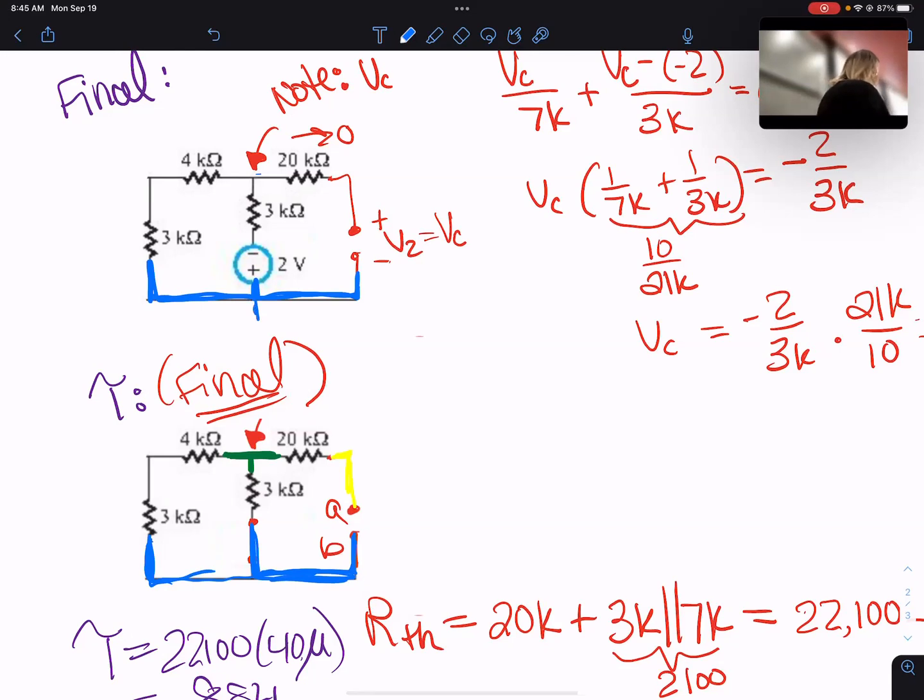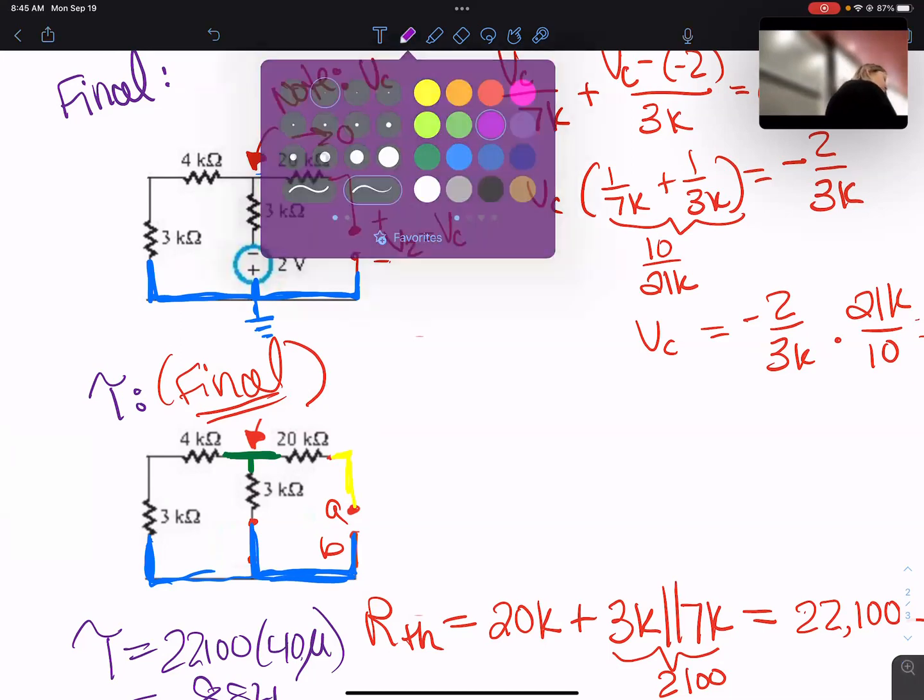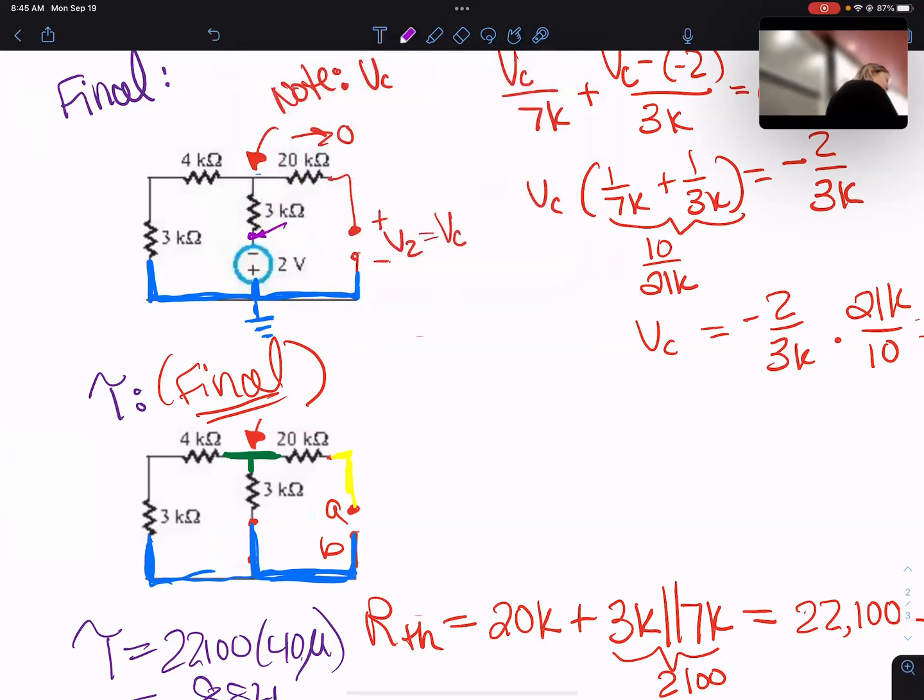So if I put my ground here and I measure at this spot, that's going to be -2 volts, right? Because it's between the battery. If I measure up here, that's where my VC is, and it's across the 3K and that 2-volt battery.